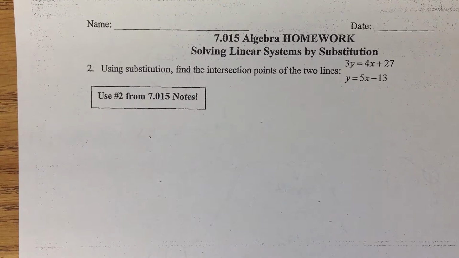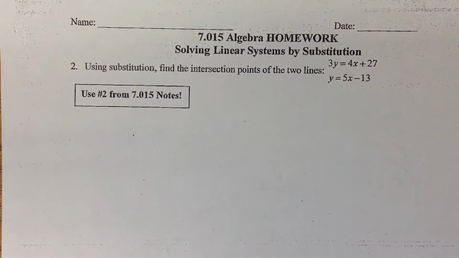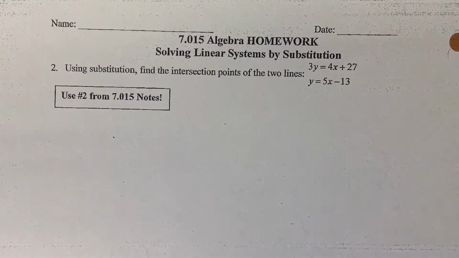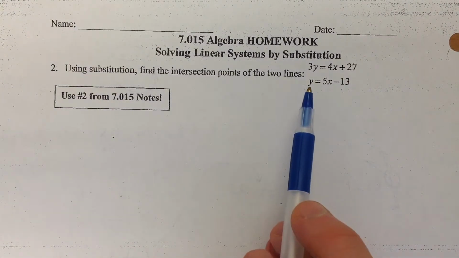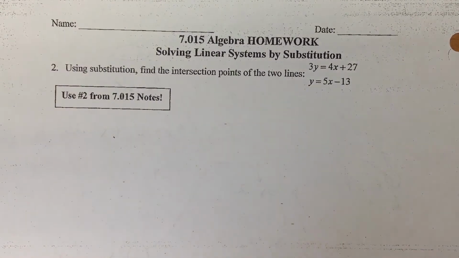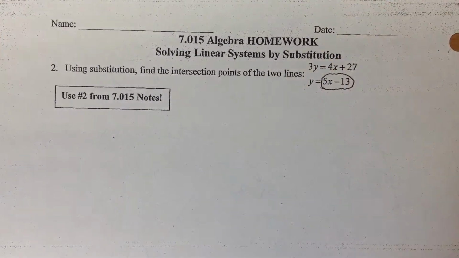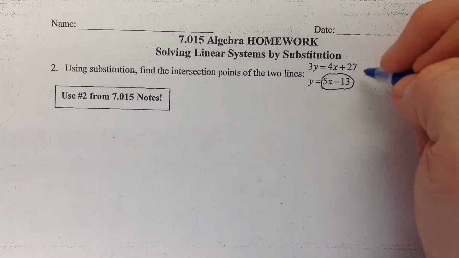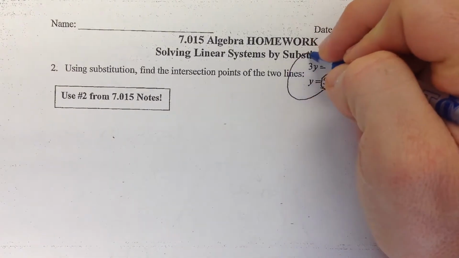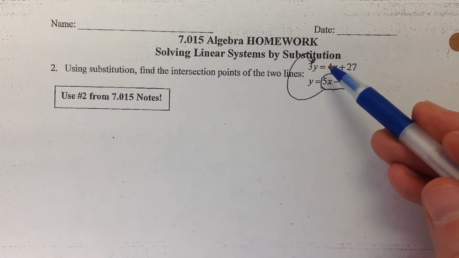All right, let's take a look at the back and the final question. Using substitution, find the intersection point of the two lines. Okay, so this one is actually a little easier than the last one because you're seeing that we have one of the letters by itself. The y is by itself here, so we don't have any extra work to do. All we need to do is circle the 5x minus 13, and that's going to get plugged in for the y in the top equation.